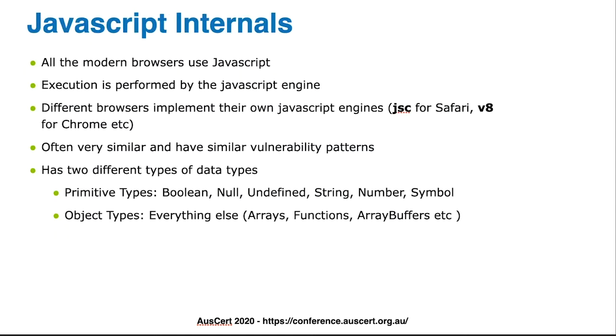Talking about JavaScript, all the modern browsers use JavaScript, and it has two different kinds of data types, one of which is the primitive types and the other is the object types. Different browsers implement their own JavaScript engine. For example, for Safari you have JavaScriptCore, and for Chrome we have V8. However, the vulnerabilities exploited are very similar. For example, if you have a type confusion vulnerability in JavaScriptCore, the exploitation would be very similar to exploiting the same vulnerability on V8.